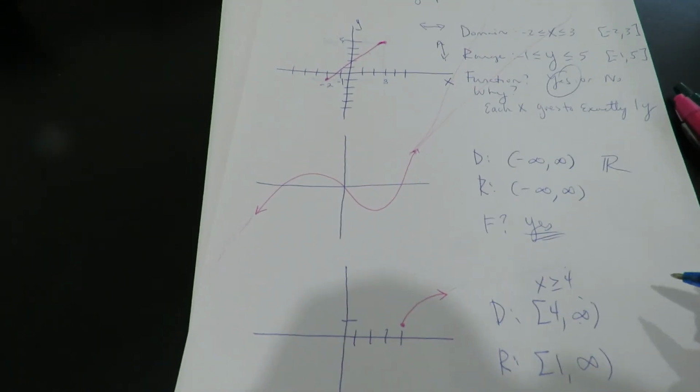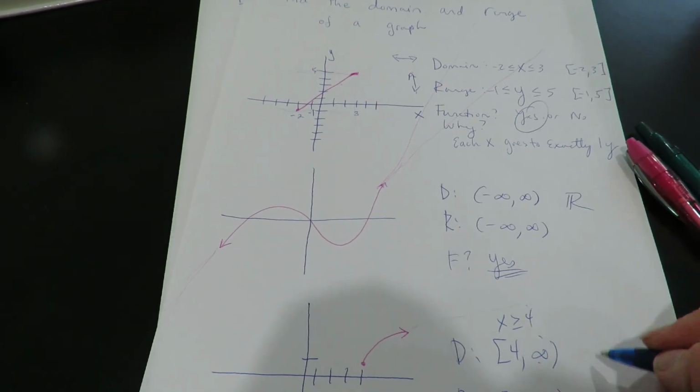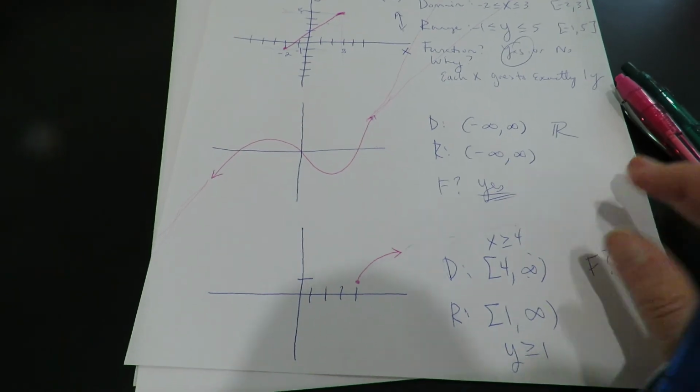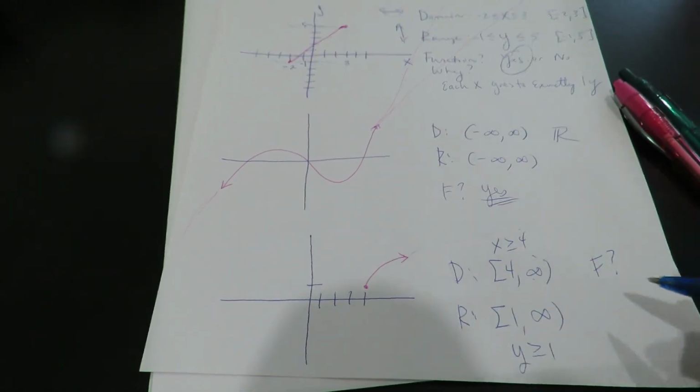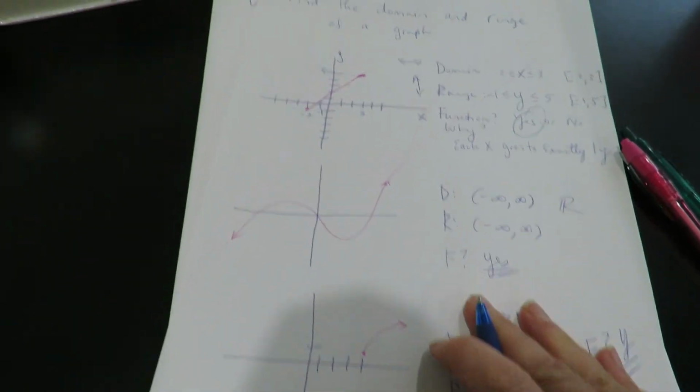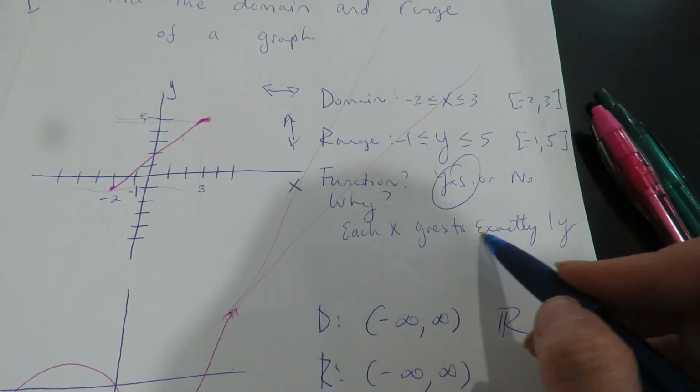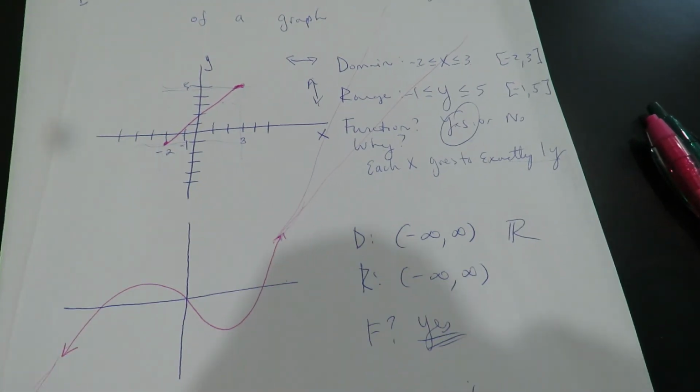Now, would you say this is a function? Would this guy be a function? Does it pass the vertical line test? Hopefully you said yes, it is. And again, because each x goes to exactly 1 y.